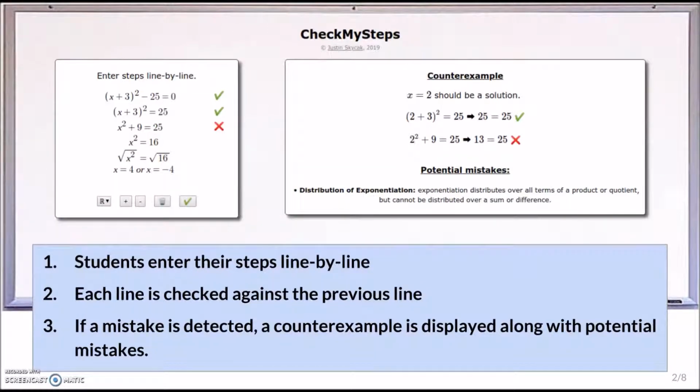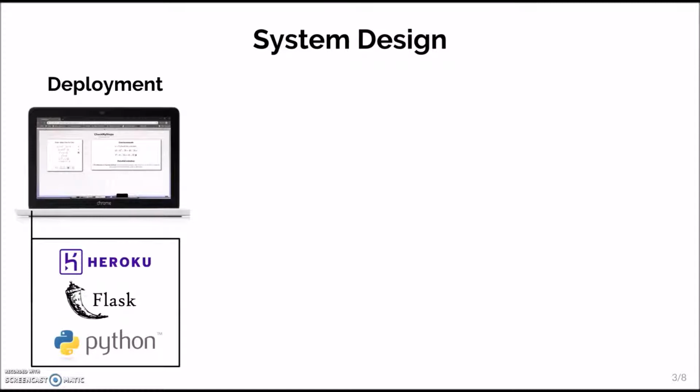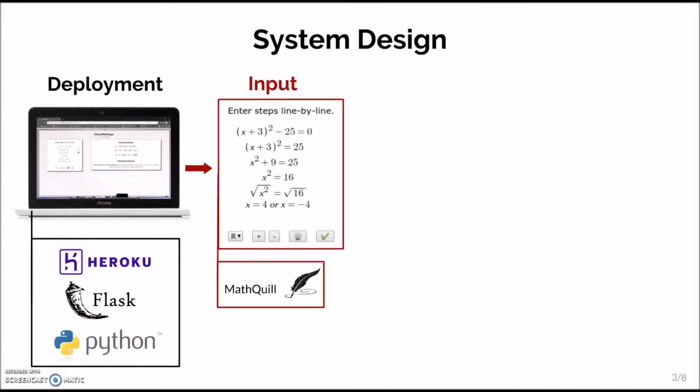Now let's talk about how the web app works. CheckMySteps is deployed on Heroku as a Flask application. The front end of CheckMySteps leverages an array of MathQuill math fields to receive input from the user. The user is able to type math symbols using LaTeX or other intuitive key combinations, such as the less than key followed by the equals key to make the symbol less than or equal.